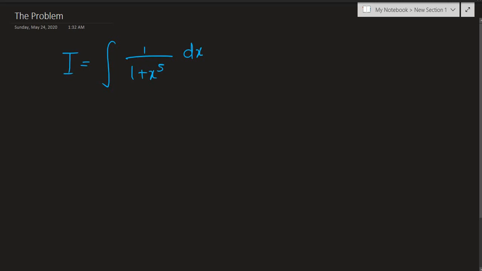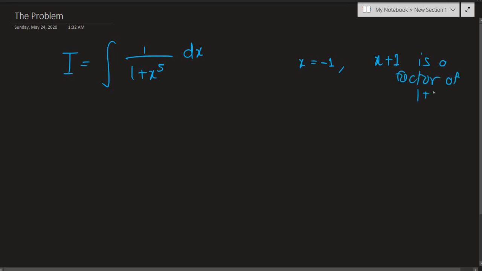Now notice that if you plug x equals negative 1, negative 1 to the fifth power is going to be negative 1, plus 1 is going to result in 0. So negative 1 is a root of this polynomial equation. Which means by the remainder factor theorem, x plus 1 is a factor of 1 plus x to the fifth, and this knowledge is sufficient enough to make us find other factors for this thing.